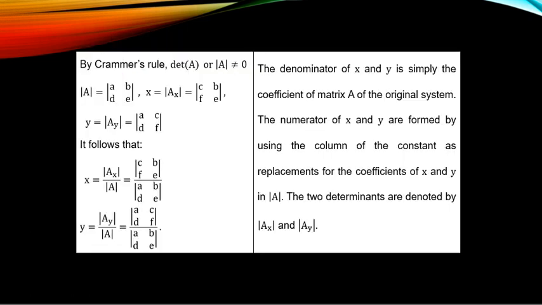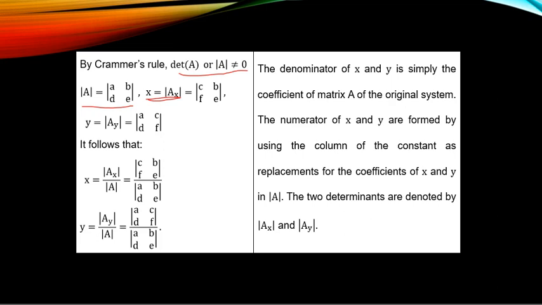By Cramer's rule, the determinant of A, the coefficient matrix, must not be equal to 0. Of course, from one of our lessons, this is how you obtain a determinant: you introduce the symbol of determinants. Now, to get the solution of the first variable x, x is equal to the determinant of A sub x.